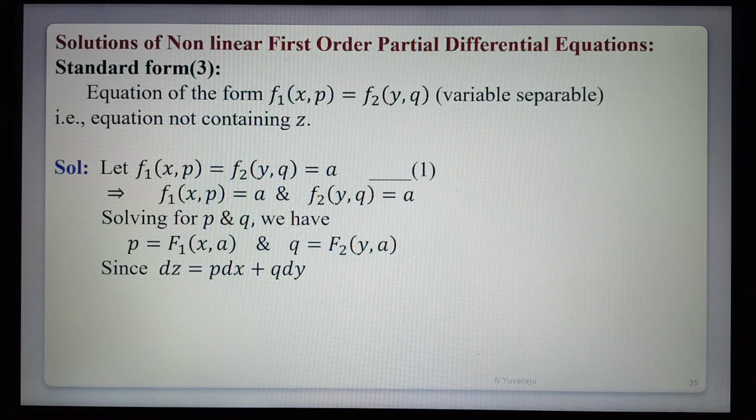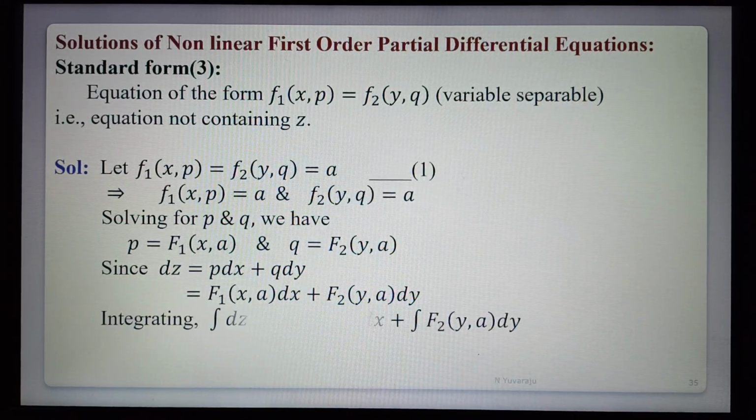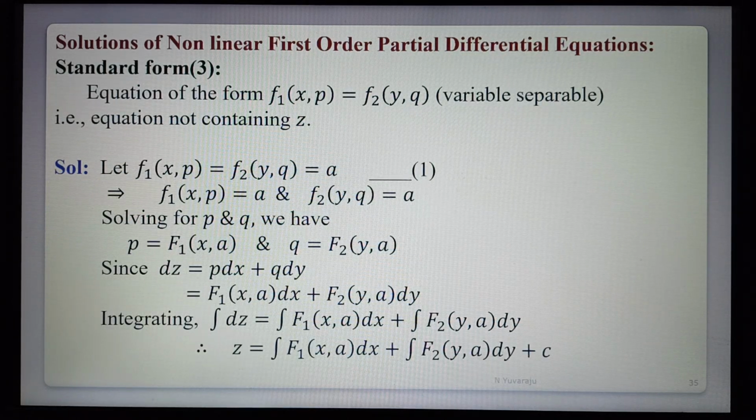Now substituting p and q, we get dz is equal to f1 of x comma a into dx plus f2 of y comma a into dy. Integrating on both sides, integration of dz is equal to integration of f1 of x comma a into dx plus integration of f2 of y comma a into dy. This gives z is equal to integration of f1 of x comma a dx plus integration of f2 of y comma a dy plus c. This is the required solution of the given standard form 3.